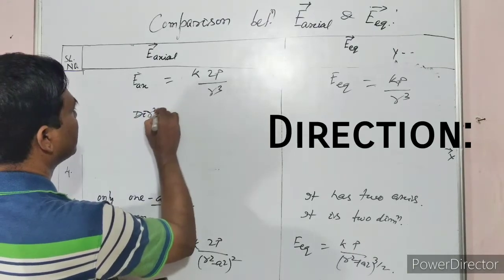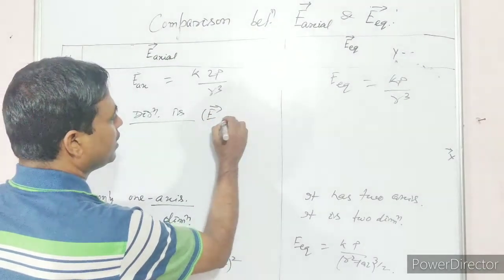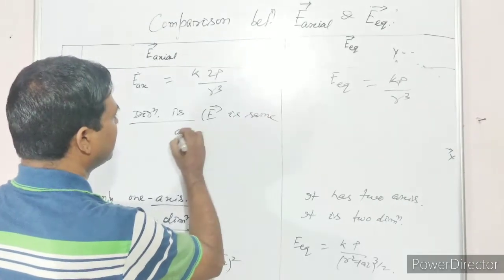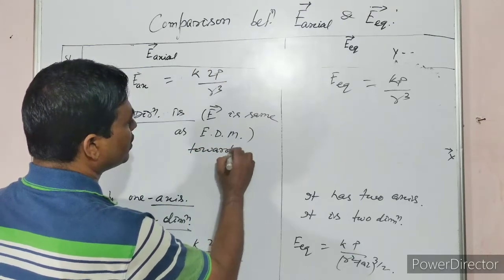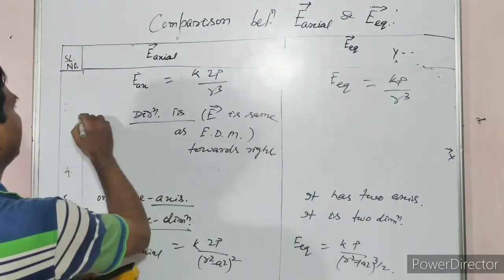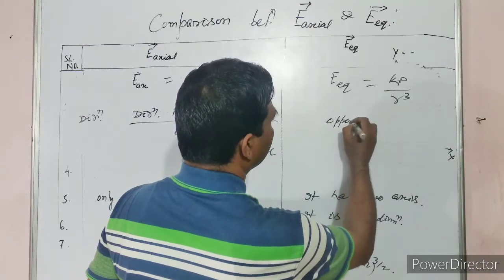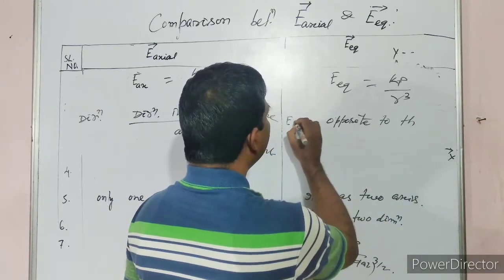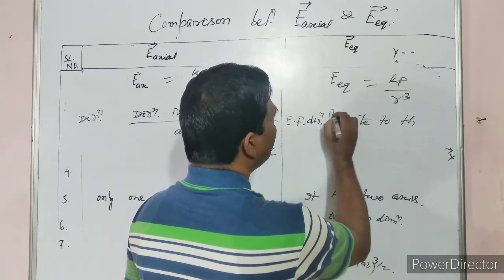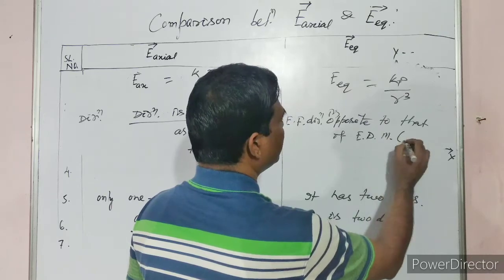Direction. Direction of the electric field is the same as the electric dipole moment, that means towards right. Towards right direction. Okay, but what are you getting here? Electric field direction is opposite. Direction of electric field is opposite to that of electric dipole moment. This one is p.